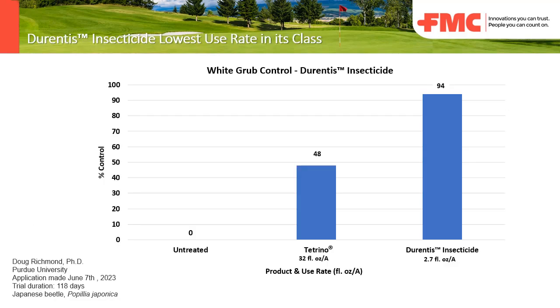Durentis insecticide is the lowest use rate in its class. Durentis insecticide was compared against Tetrino, active ingredient tetraniliprole, at Purdue University. In this trial, Japanese beetle larvae were assessed over 118 days. Durentis provided 94% grub control at 2.7 fluid ounces per acre, while Tetrino only provided 48% control of white grubs at 32 fluid ounces per acre.